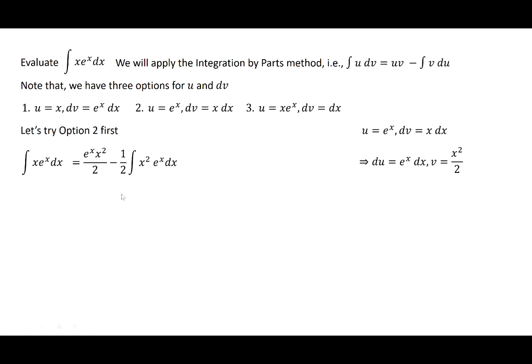Dr. Sam, you promised that this would be it. No, it's not, right? Well, don't lose heart though. The reason we ended up with a complicated integral is because of our choice of u and dv. Our first choice, that is option 2, somehow didn't help us. So let's try another one. Option 1 as the choice.